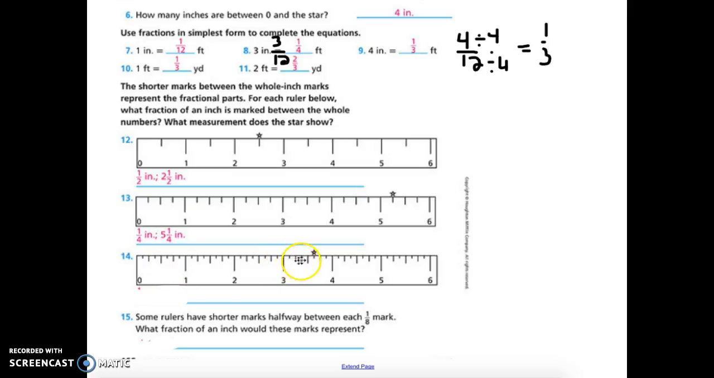Now in this one, let's count our spaces. Again, we've got 1, 2, 3, 4, 5 out of 6, 7, 8. So it's 5/8 of a way between 3 and 4. And then we count our inches. We've got 1, 2, 3 inches.